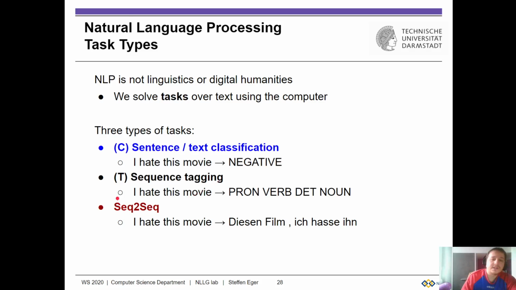The second class is what I call sequence tagging. In this class, we want to label each element in our sequence. The sequence could be a sentence. This is the most classical situation, but it could also be a whole document. And in this longer sequence, we want to label each individual token, each individual element. So for part of speech tagging, we have 1, 2, 3, 4 input words, so we also have 4 labels.